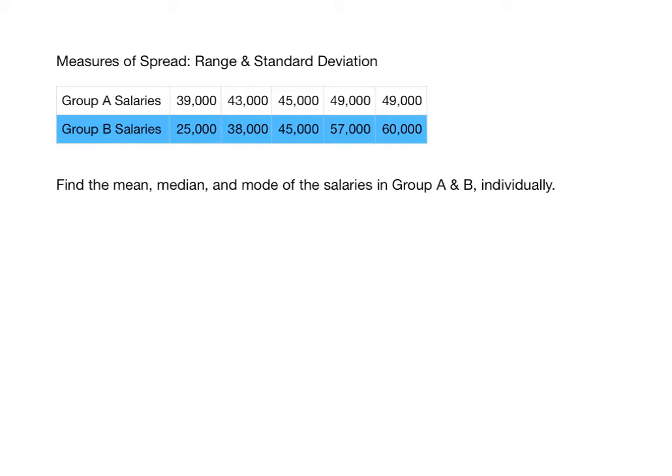Why don't you take a moment, pause this video, and do the computation for the mean, median, and mode for each of these groups individually. Once you've done the computations, Group A, you'll find, has a mean of 45,000, excuse me. It has a median of 45,000. And it has a mode of 49,000.